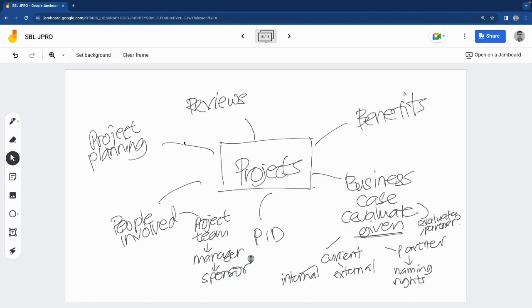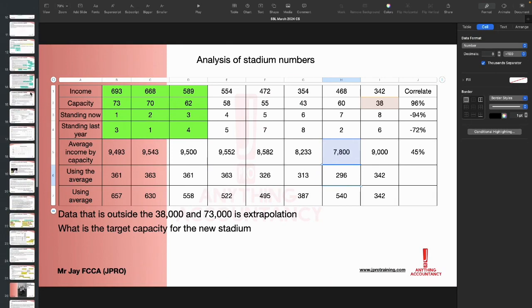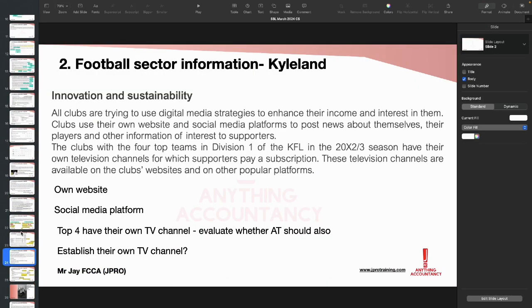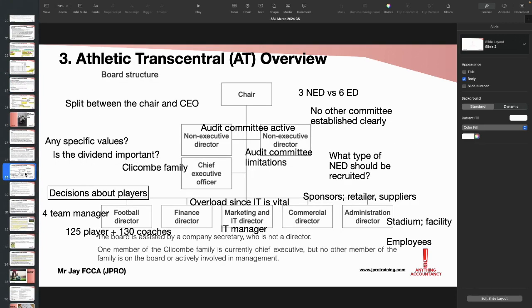So who should be the sponsor in this case? If you get a question on this part, you may have to think about who in the organization structure should become the sponsor for the company. So here, which person? Should it be the finance director? Should it be the football director? Should it be the marketing IT? Should it be the commercial director? Or should it be the admin director? Who should be the project sponsor in this case?